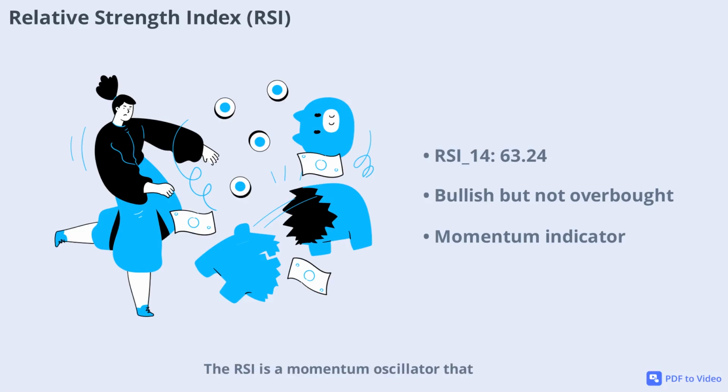The RSI is a momentum oscillator that measures the speed and change of price movements. ADBE's RSI 14 is at 63.24, which is below the traditional overbought threshold of 70, but above the midpoint of 50. This suggests that the stock is in bullish territory, but not yet overbought. RSI values can help traders anticipate potential reversals or confirm ongoing trends.